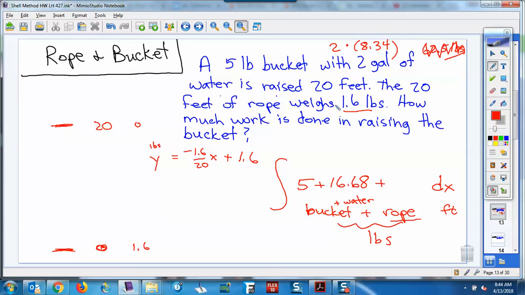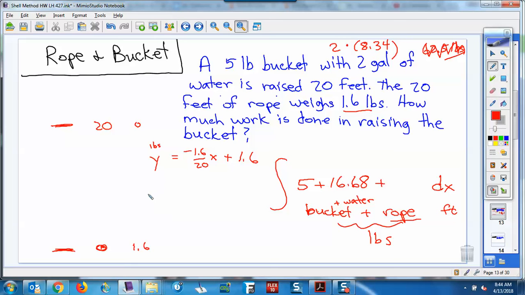So if the problem would have just given it to you in pounds per foot, that's like your slope, your rate of change. So that goes in front of here. It's really just a linear equation with the y-intercept being the total weight of the rope and this being the pounds per foot as the rate. That's really all it is. Okay, it works that way every time.